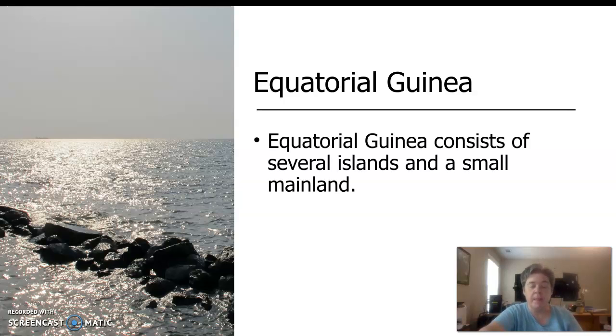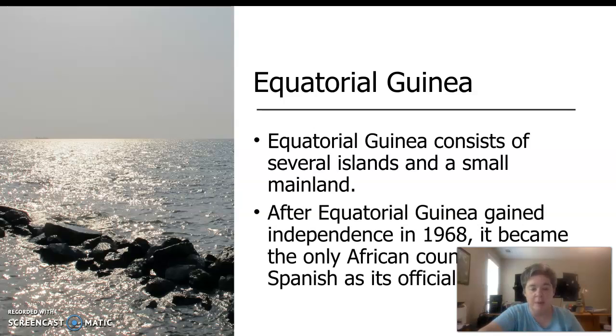Equatorial Guinea is another one of these countries. It is several islands and a small bit on the mainland. They gained their independence somewhere around 1968. This is the one country in sub-Saharan Africa that speaks Spanish as their official language because they gained their independence from Spain. Portugal originally settled it, but they gave it to Spain for some reason, and it's back in history, and we don't need to know why. Spain gained control in the mid-19th century, and therefore Spanish is the national language of Equatorial Guinea.